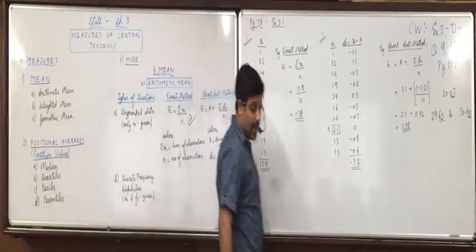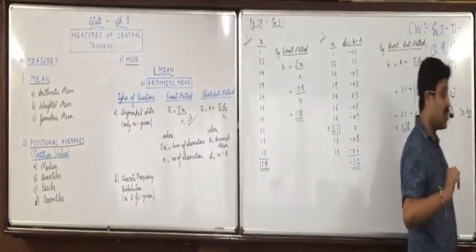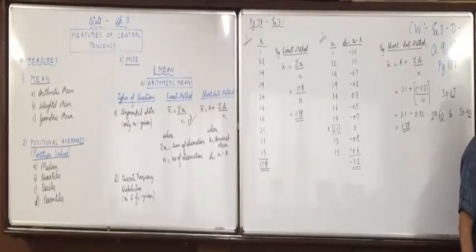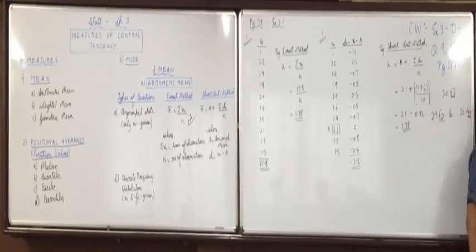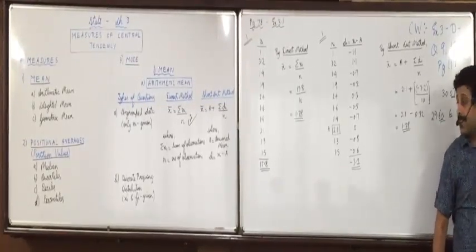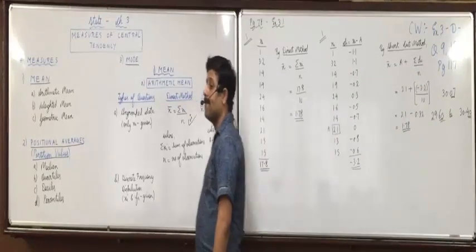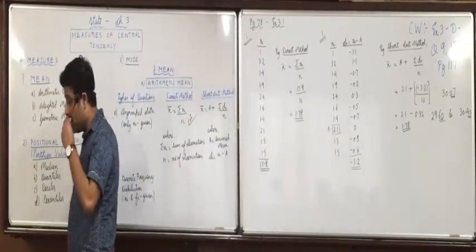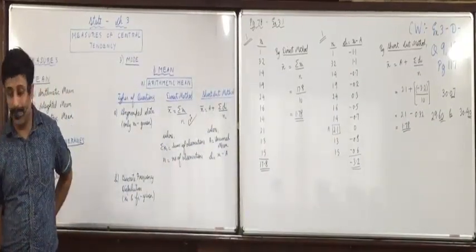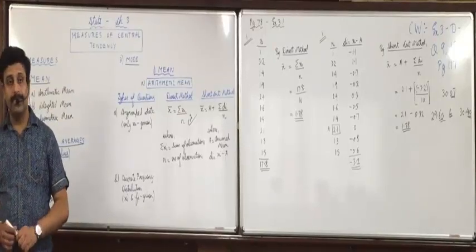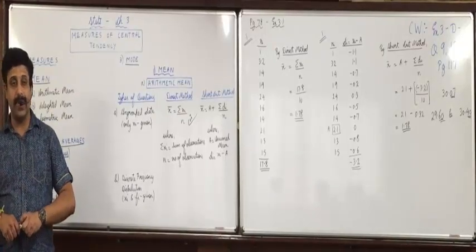Did you all get 138.9? Yes. So earlier it was 126.2. Has the sales increased or decreased? Increased. So write down: thus the mean sales has increased by the new advertising strategy. Understood that, everyone?